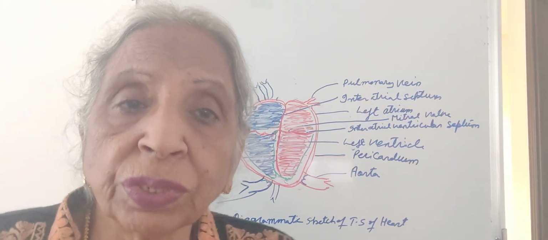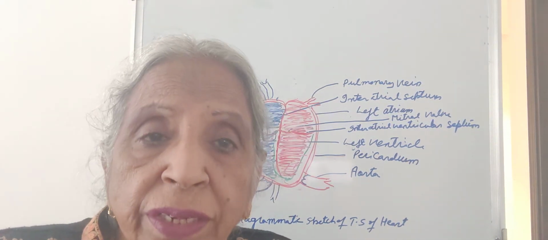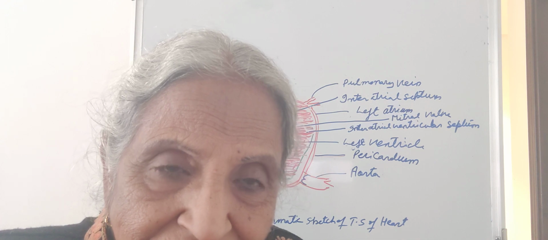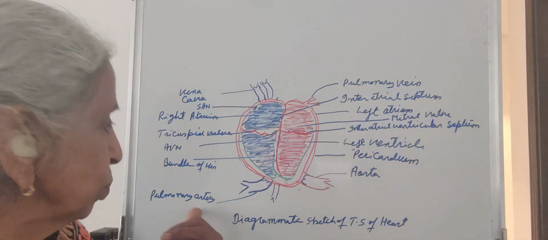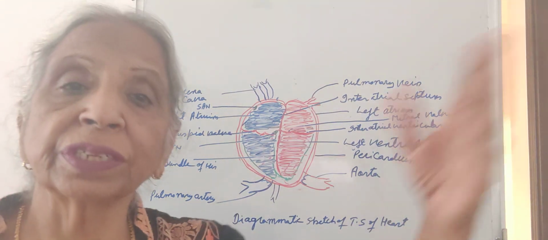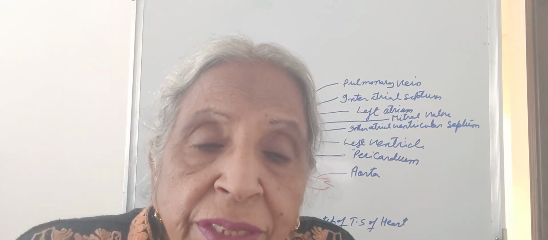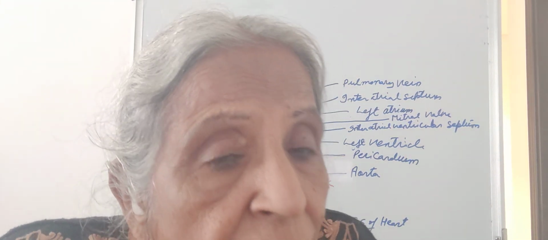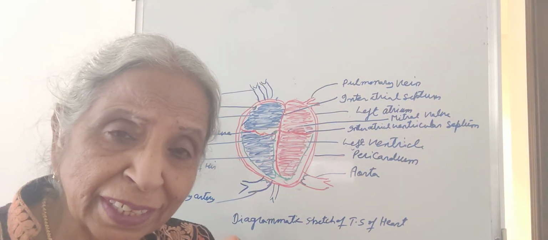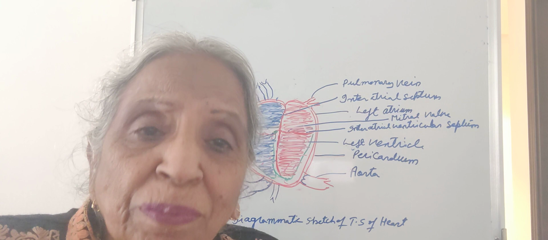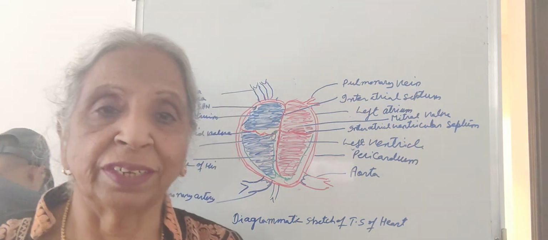Then one thing I should tell you: all the vessels coming out of the heart, such as the pulmonary artery, aorta, and their further branches, are called arteries. All arteries have pure blood except the pulmonary artery. Remember it. All arteries originate from the heart.